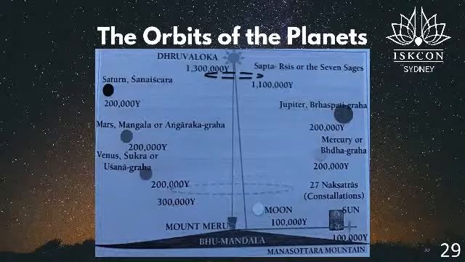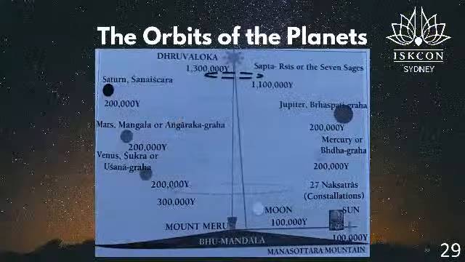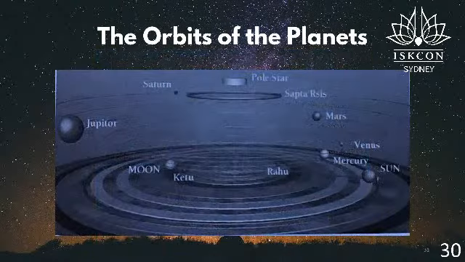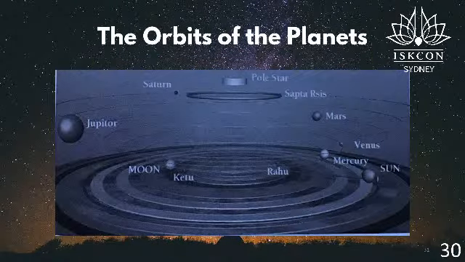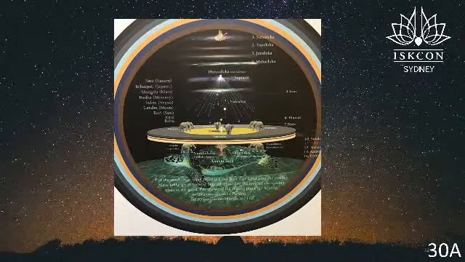Then you have Sumeru, moon, then the nakshatras, and then each one of the different grahas, and it goes all the way like that. Again, 30, a similar photo. Now, 30A will give you a bit more understanding about the different planets' positions, not necessarily the detail, but the overall structure.